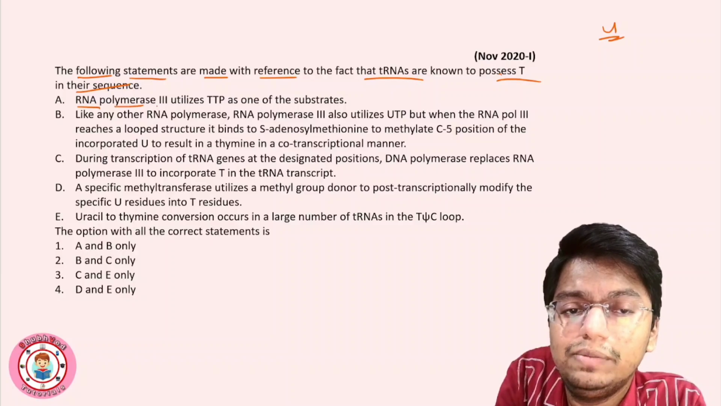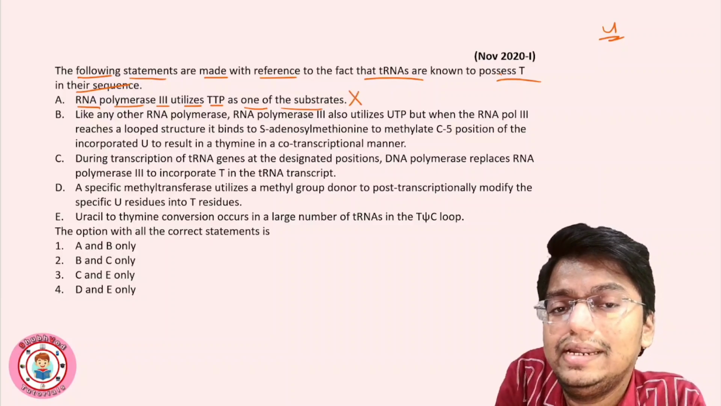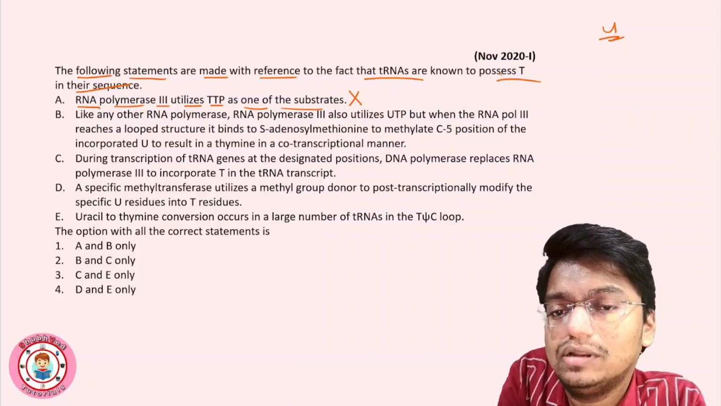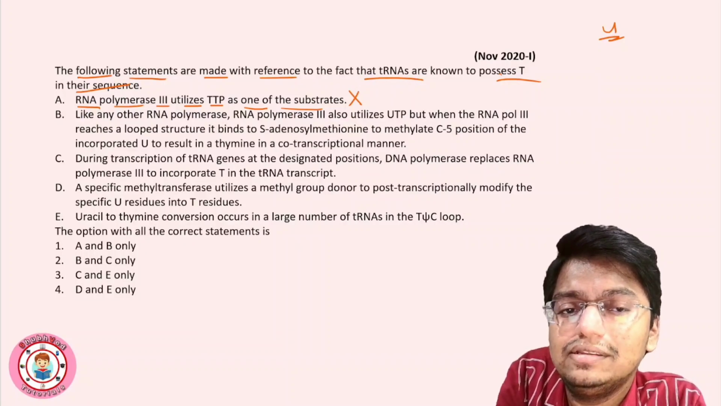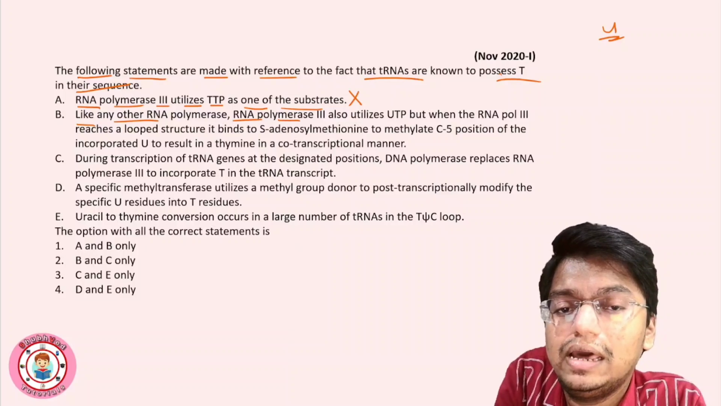RNA polymerase 3 utilizes TTP as one of the substrates. No, RNA polymerase 3 does not use TTP. That is used by DNA polymerase for DNA synthesis. Like any other RNA polymerase, polymerase 3 also utilizes UTP.